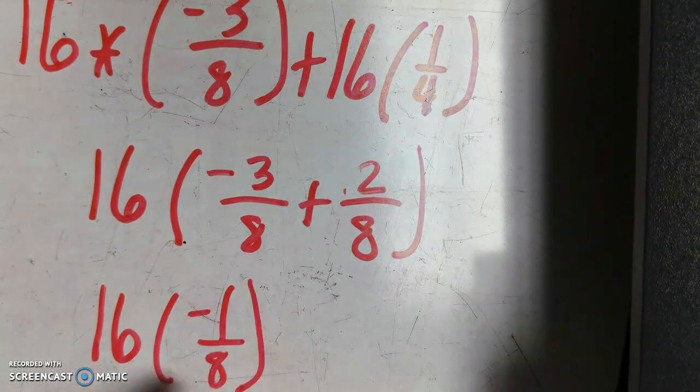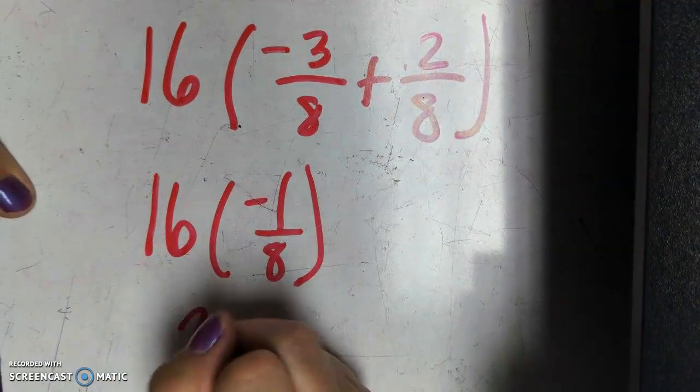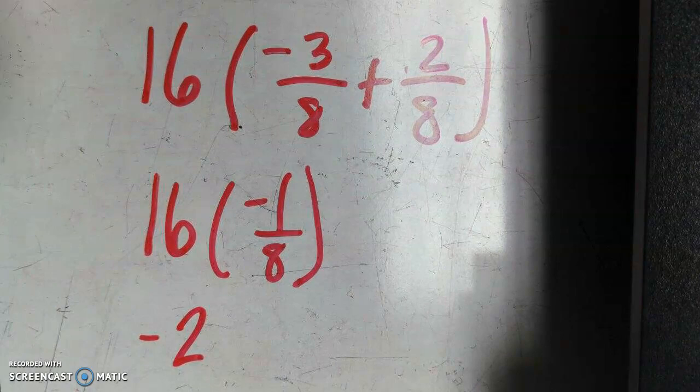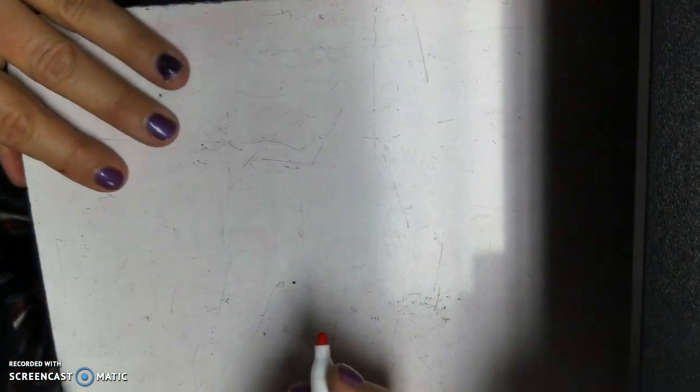I know 1/8 of 16 is 2. Positive times negative is going to be negative. Okay, so this one's just the opposite way of the ones that we just did. All right, one more quick example.